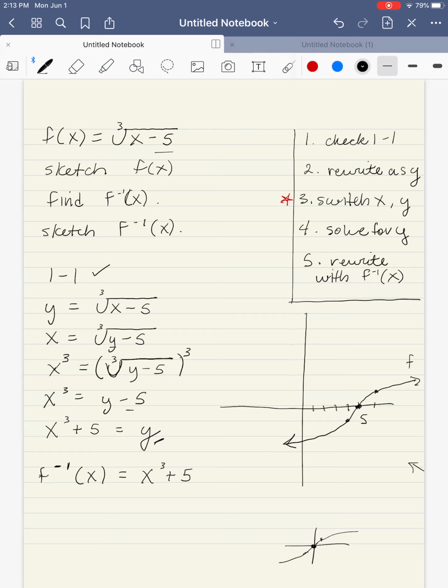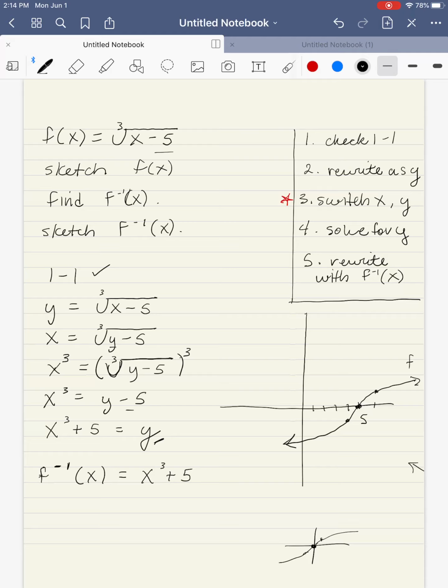It's important that you work through these steps one by one. Don't try to switch x and y and isolate y at the same time. Think about those as completely separate steps. Just switch your x and your y and then systematically work through the operations, eliminating the cube root and the minus 5. So our inverse function is x cubed plus 5.